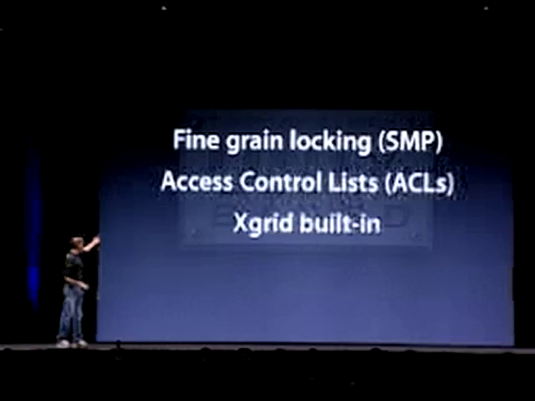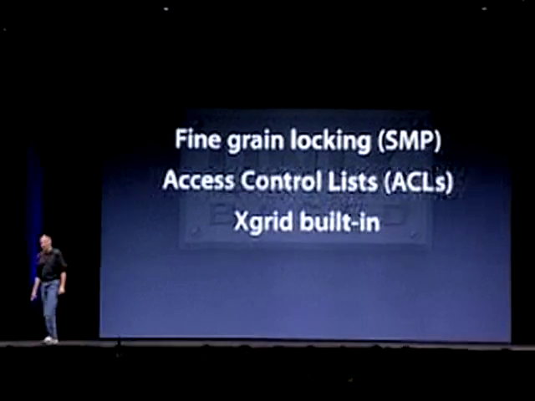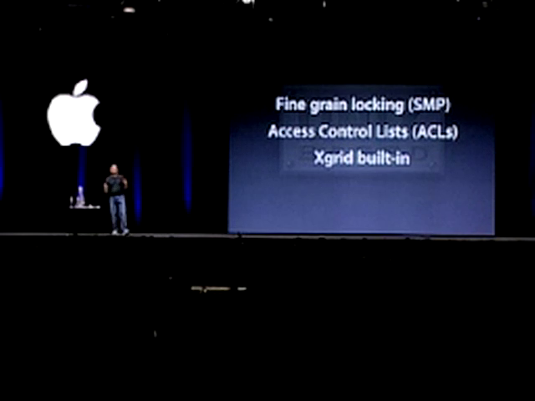We've also added some other things that people have asked for, some better fine-grained locking for better SMP performance. Access control lists have been a big request. And we've built in Xgrid. And these are a few of the many, many things we've done to keep our Unix one step ahead of the rest of the world and continue to remain the #1 Unix system.